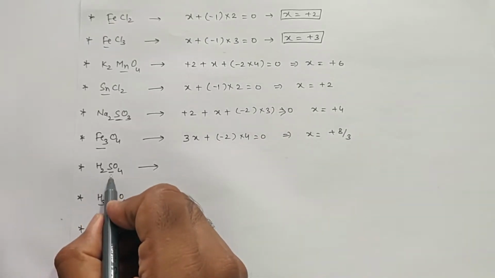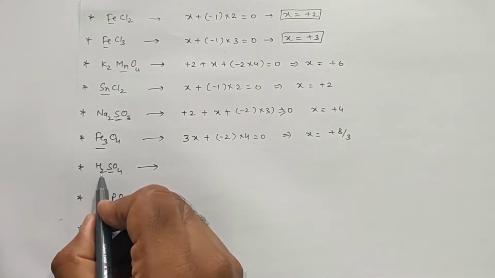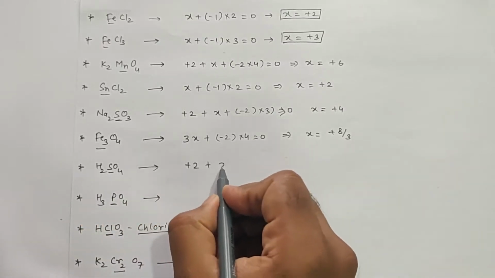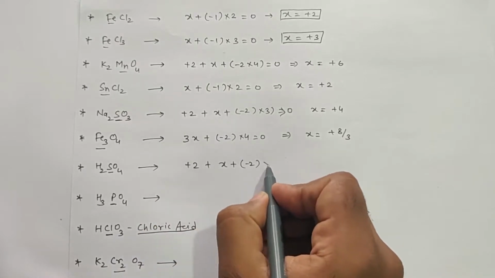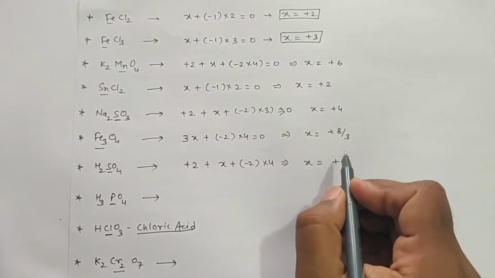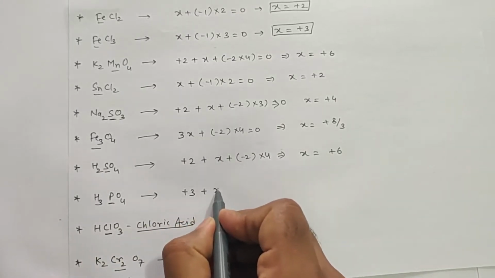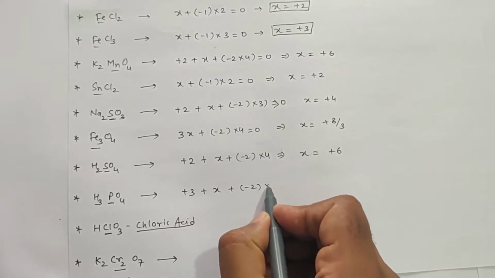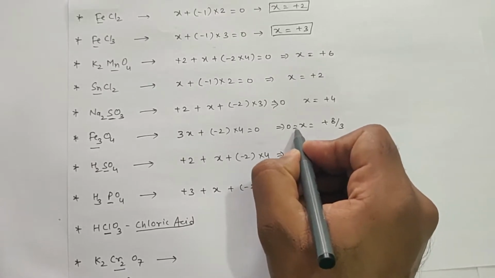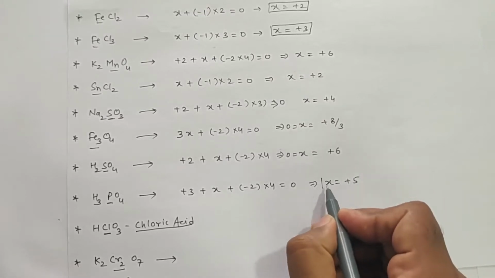H2SO4, we will calculate the oxidation number of sulfur. Oxygen and sulfur both are non-metals, so hydrogen will show +1 oxidation state. There are 2 hydrogen atoms, so +2 plus x plus -2 into 4. We will get x equals +6. H3PO4, plus 3 plus x plus -2 into 4 equals 0. Hence we will get x equals +5.